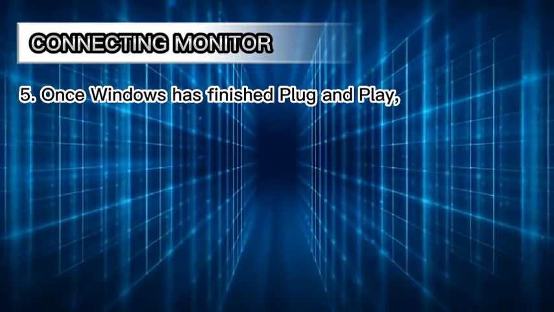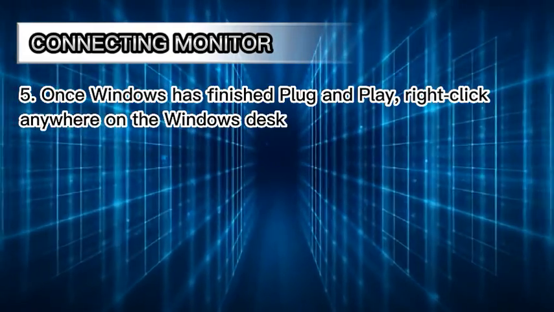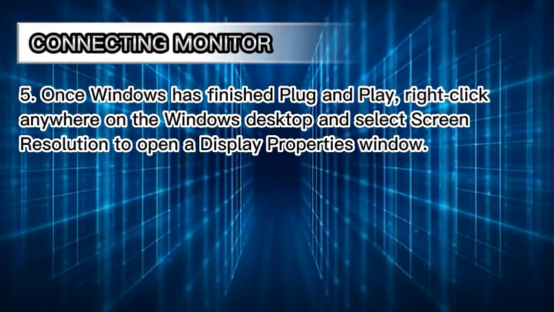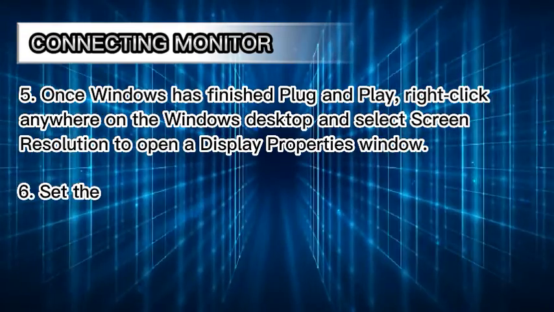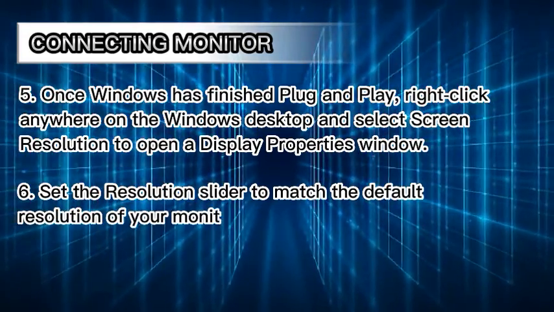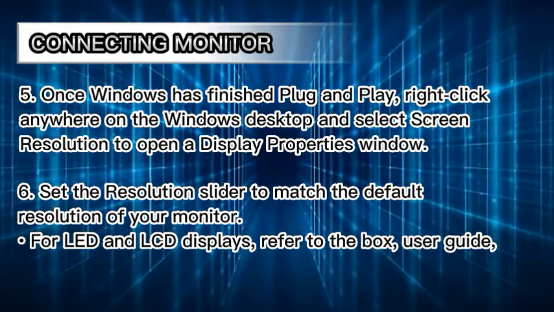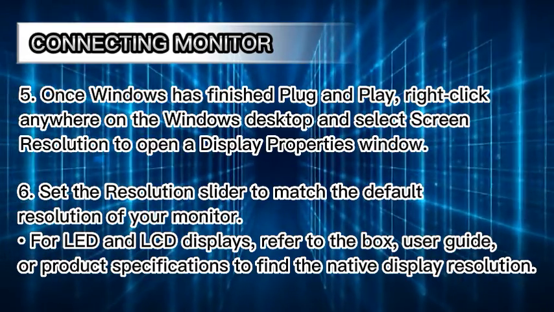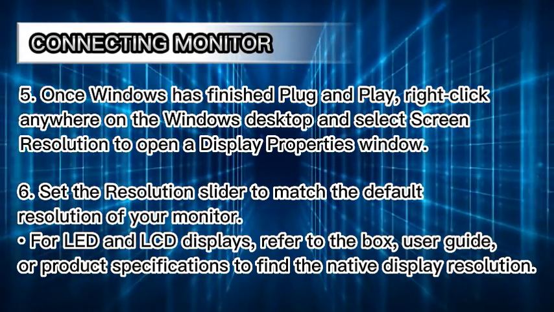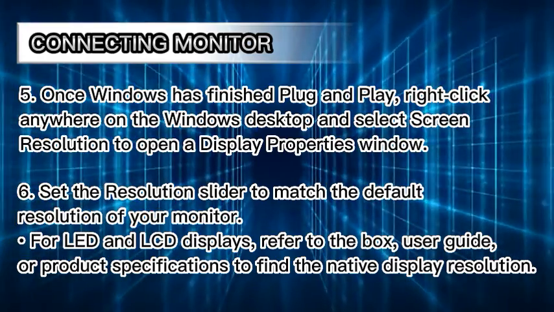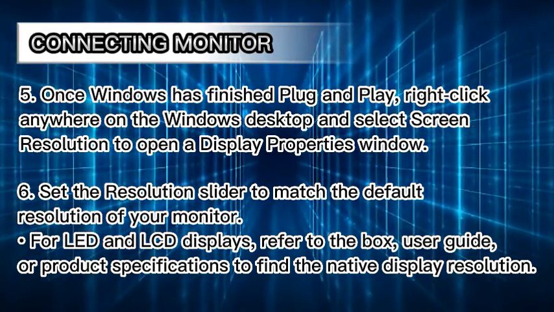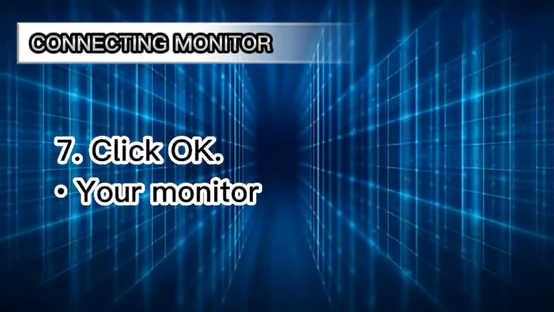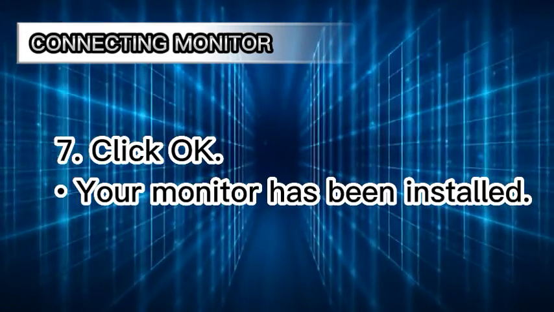Fifth, once Windows has finished plug and play, right-click anywhere on the Windows desktop and select Screen Resolution to open a Display Properties window. Sixth, set the resolution slider to match the default resolution of your monitor. For LED and LCD displays, refer to the box, User's Guide, or Product Specification to find the native display resolution. Seventh, click OK. Your monitor has been installed.